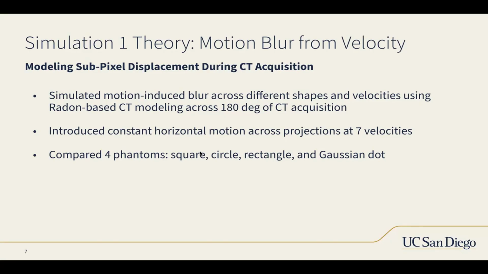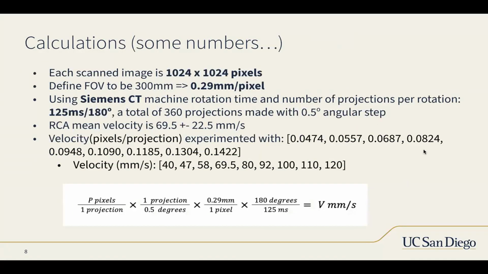We do this across 7 velocity values, and we use 4 different phantoms, which are square, circle, rectangle, and Gaussian dot. To go over some numbers, we chose our scan to be 1024 by 1024 pixels, so that's the size of our matrices in MATLAB. Then we defined the field of view to be 300 millimeters, which is within the range of what's used for cardiac scans. That gives us a resolution of 0.29 millimeters per pixel.